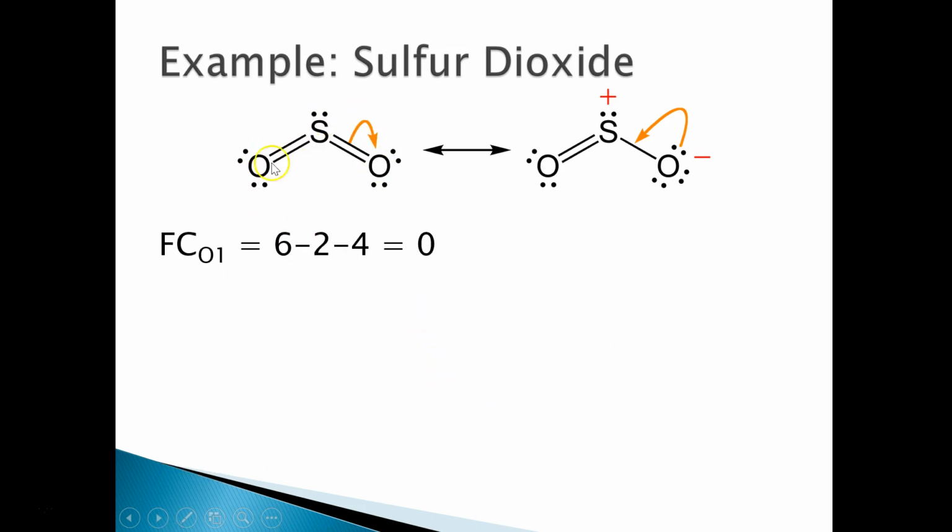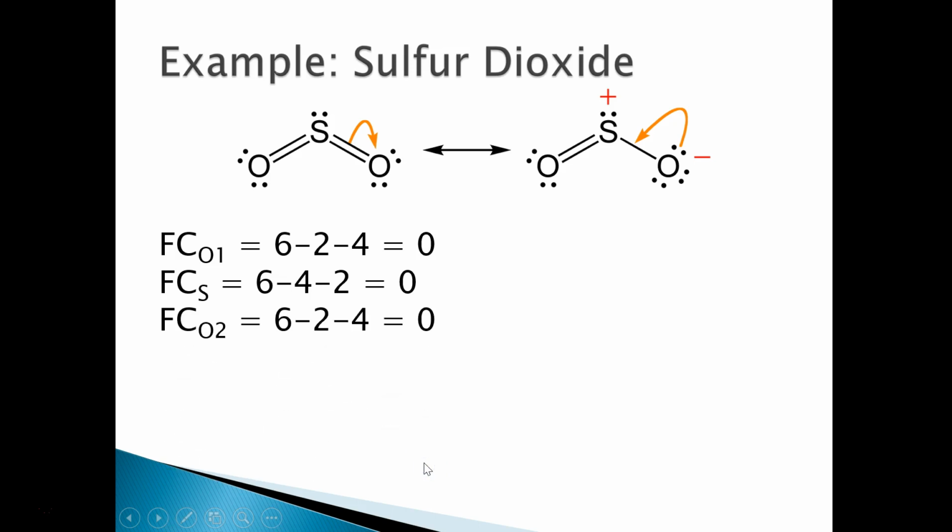So the first thing I'll do is calculate the formal charge of the oxygen on the left. The number of valence electrons in oxygen, which is 6, minus the number of bonds connected to that oxygen, which is 2, a double bond, minus 4, which is the number of non-bonding electrons around that oxygen. And we get a formal charge of 0. We do the same thing for the sulfur atom, and we also get a formal charge of 0. When we do the same thing for the second oxygen, we also get a formal charge of 0. So to find the overall formal charge in the molecule, take the max minus the min, which is 0 minus 0, which equals 0. So it's already looking pretty good for that Lewis structure.